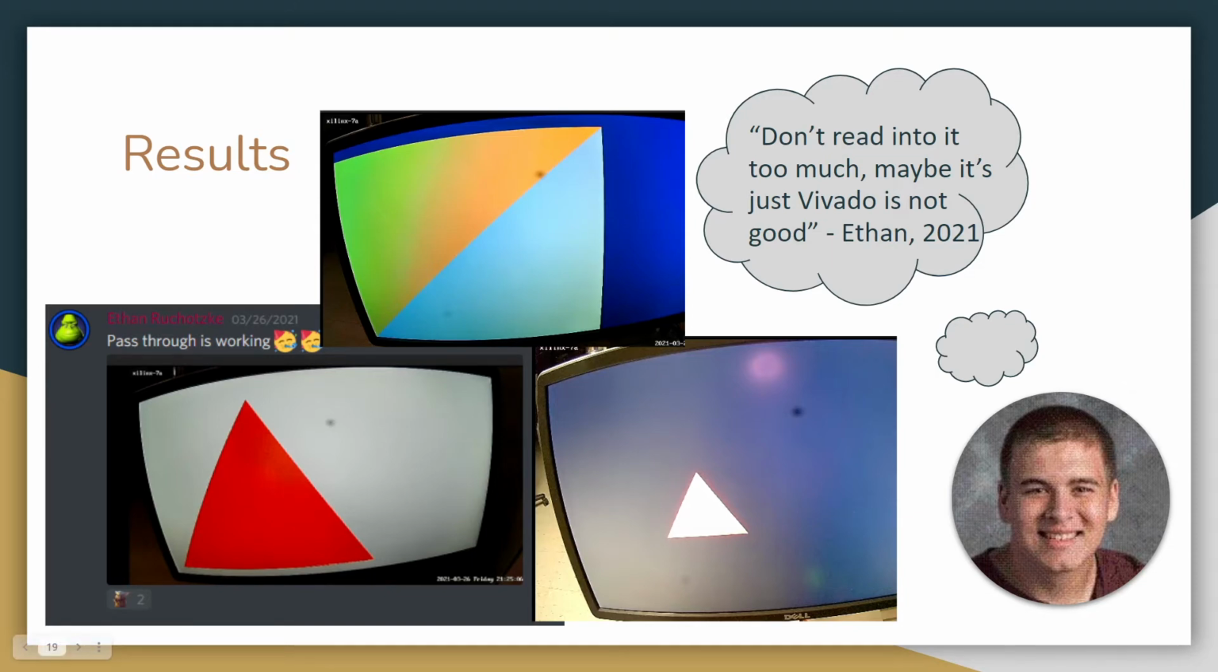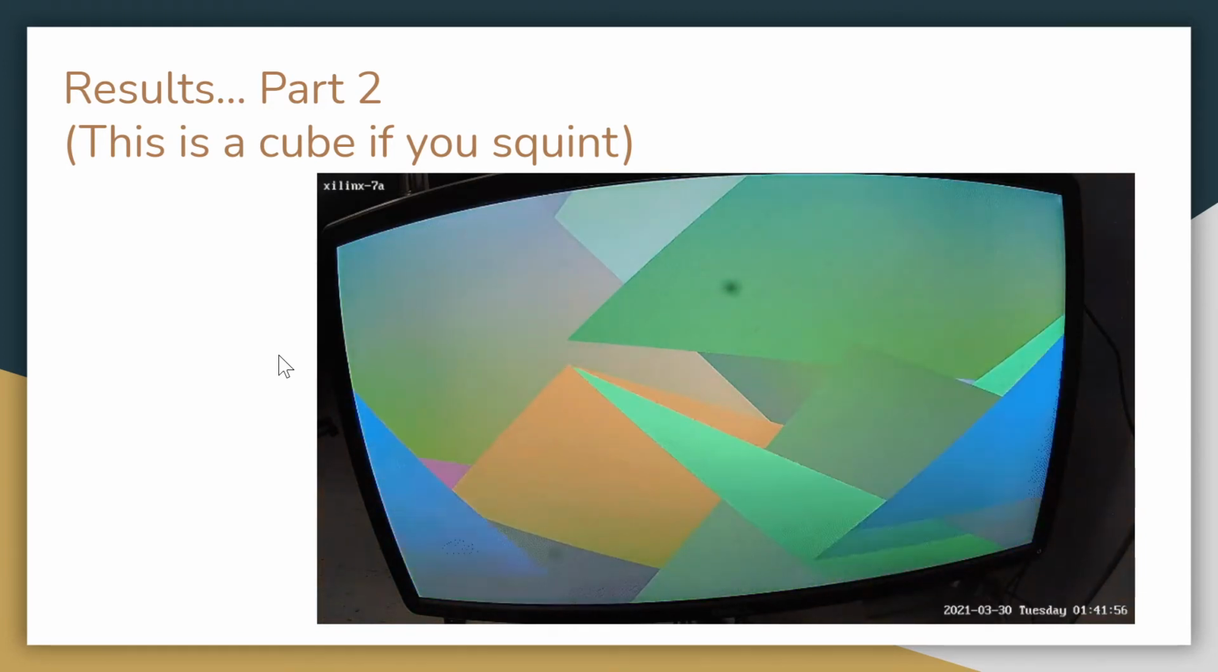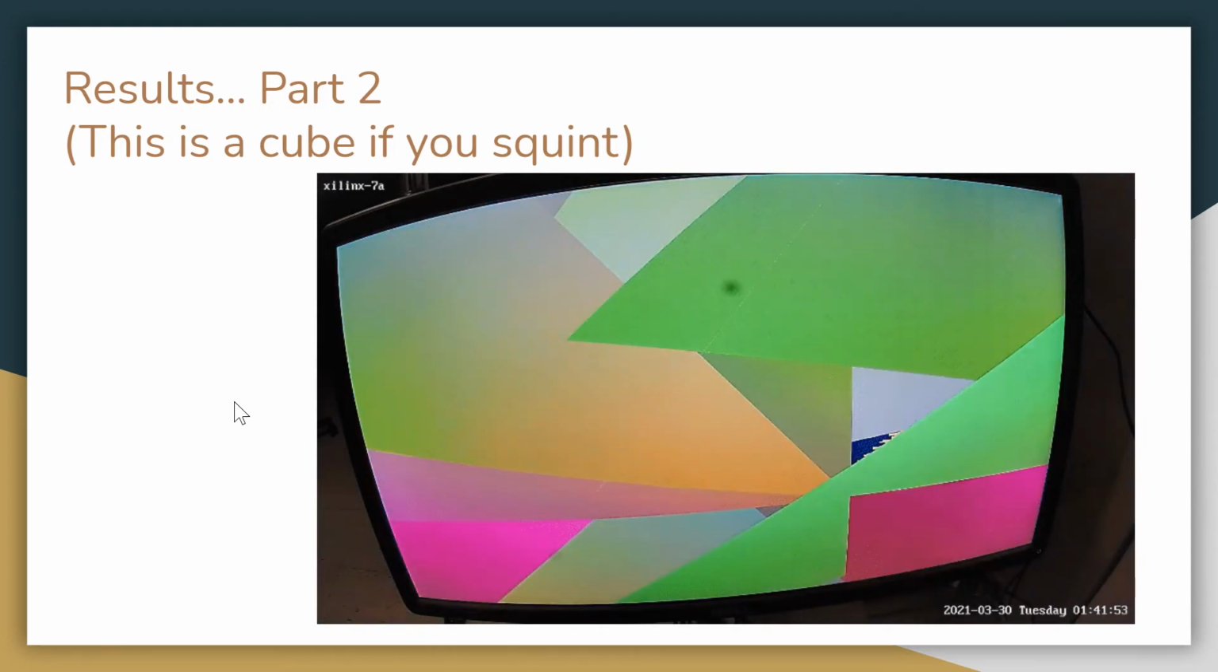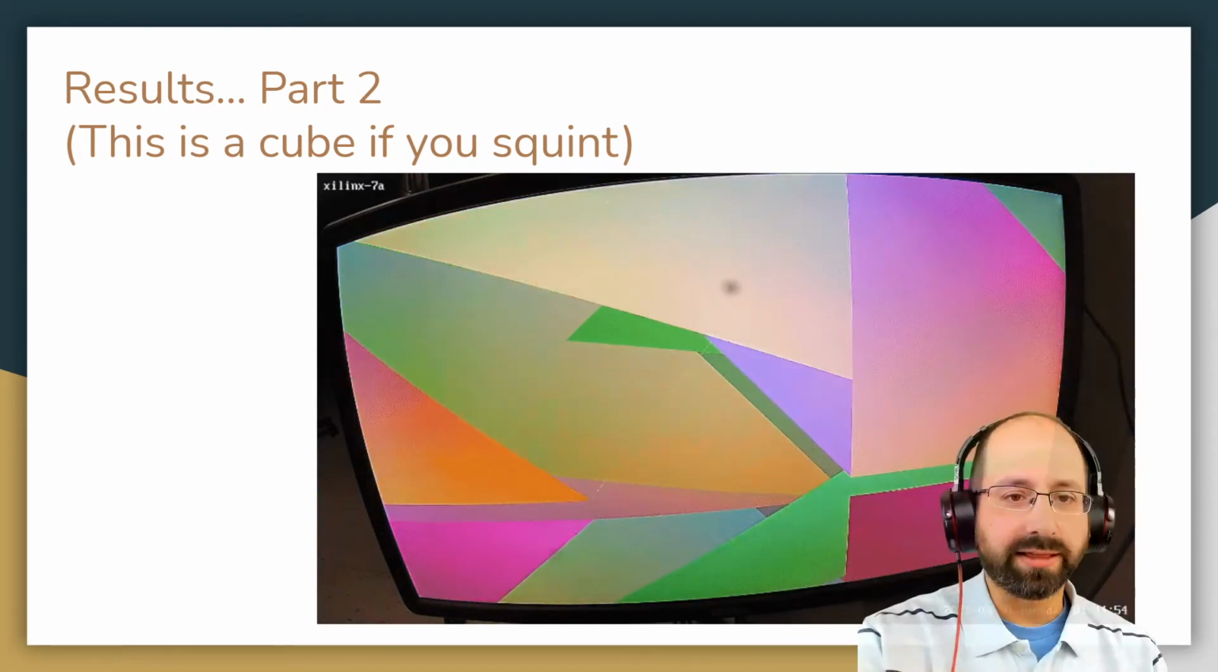And then on the next slide, you can see with our final synthesis last night, there's a cube in there somewhere. You just have to look for it. You have to hunt down the cube. Yeah, but what's going on with that really?